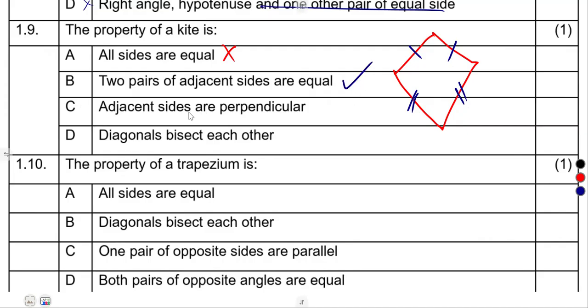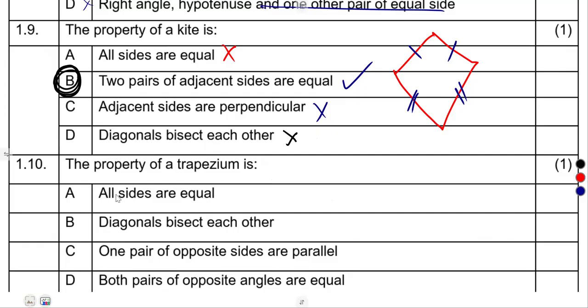Adjacent sides are perpendicular. These adjacent sides, where they meet at 90 degrees. No. This is wrong. Diagonals bisect each other. The diagonals, as we draw this diagonal and we draw this diagonal, do they bisect each other? No, they meet at 90 degrees, not to say they bisect each other. So this one is totally out. So the best answer was going to be B.